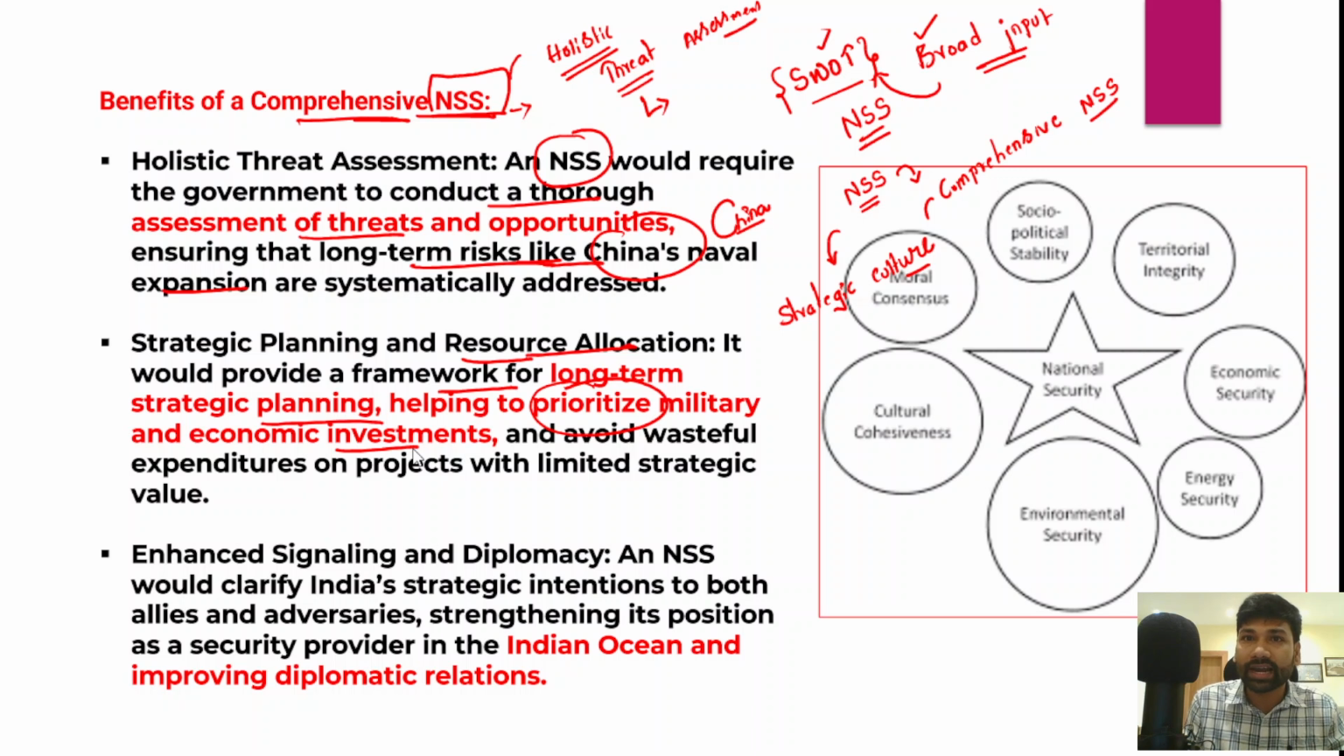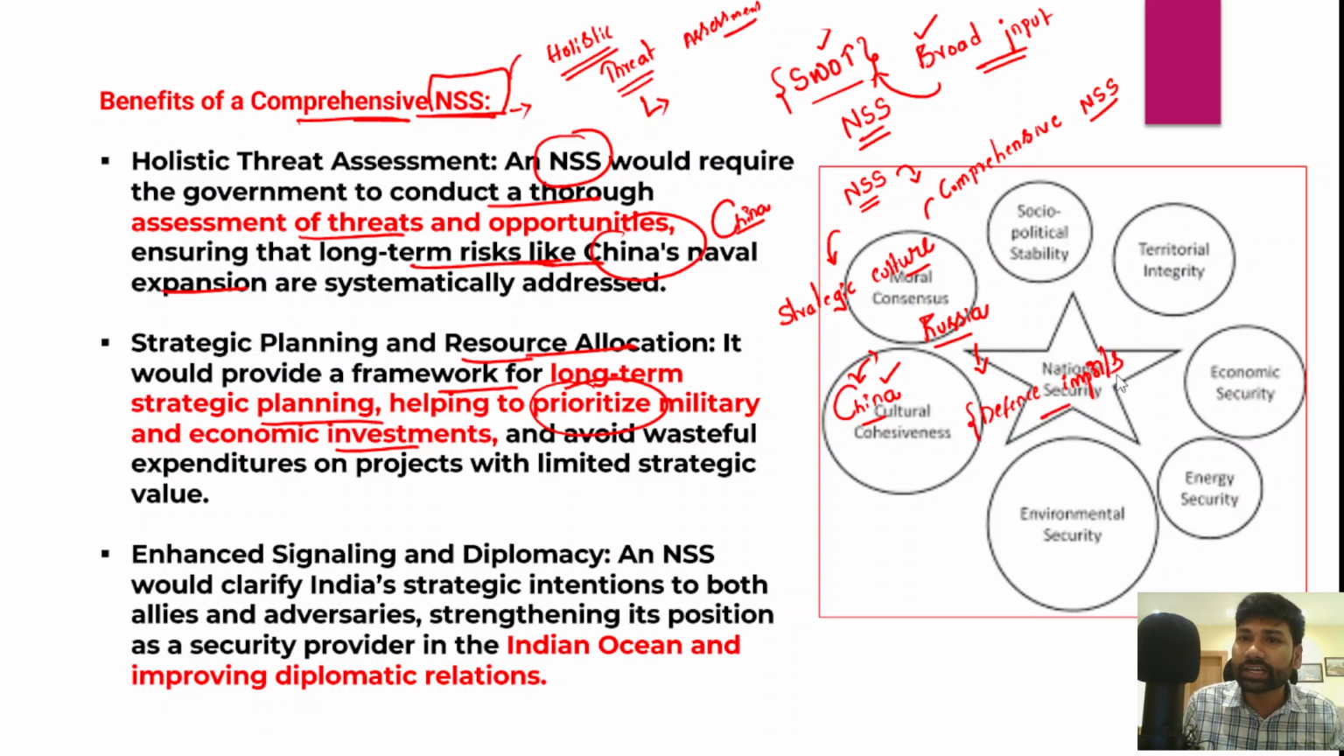For example, imagine that we have identified threats from China. So when we have a comprehensive national security strategy document, we have identified that China will be a strategic threat for India. But on the other hand, in recent times, there is a growing friendship between China and Russia. Now we need to understand that Russia is a major source of defense imports for India. There is no doubt about that.